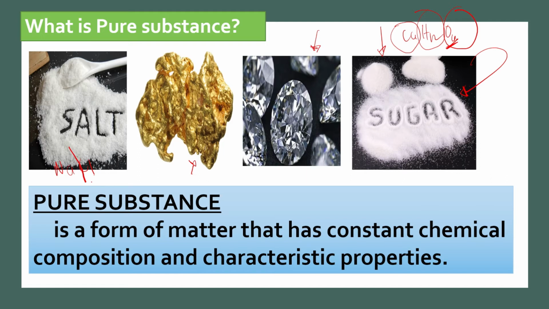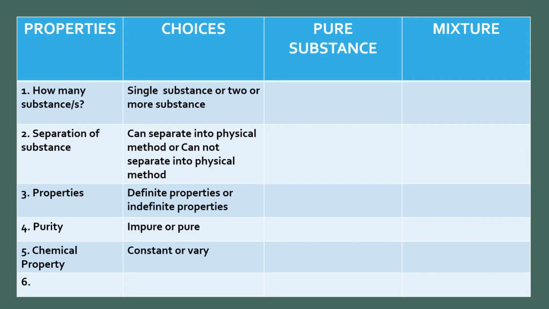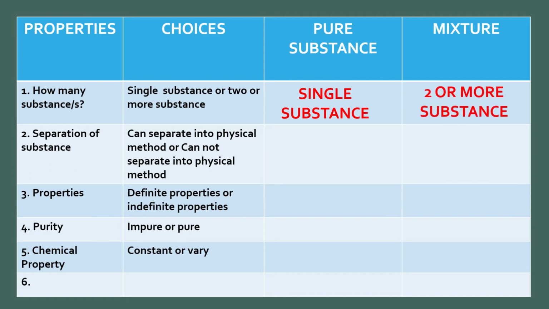So they have a uniform characteristic, physically uniform, but chemically they are combined with different substances. Okay, let's differentiate pure substance and mixture. In terms of how many substances are being mixed, a pure substance is a single substance only, while a mixture is two or more substances. You are able to see the different phases of matter. It can be solid, liquid, or gas in the mixture.